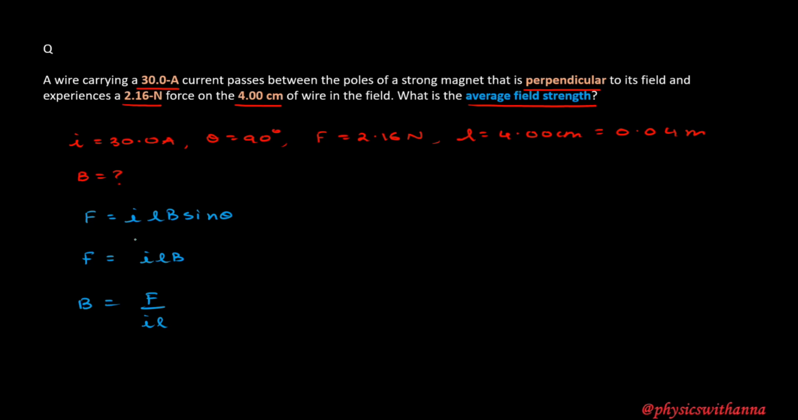Again, you can just use shift solve here by substituting the values. So we get F equals 2.16. Current I is 30. Length of the wire is 0.04. And when you solve this, you get the strength of the magnetic field to be equal to 1.8 Tesla.